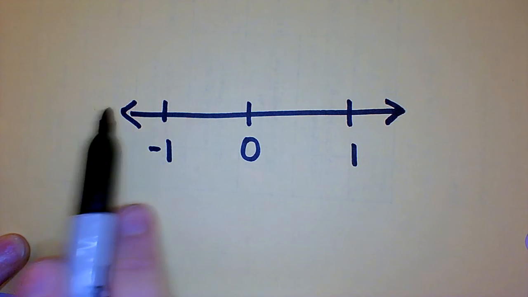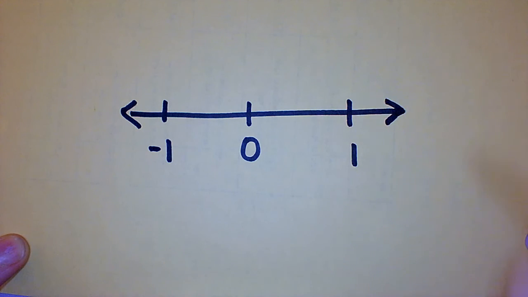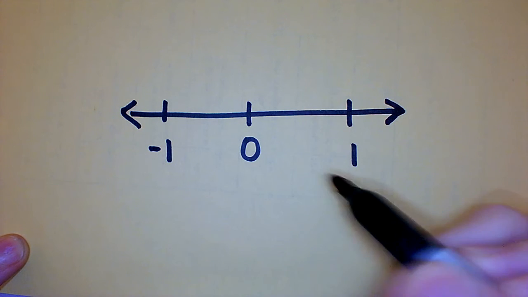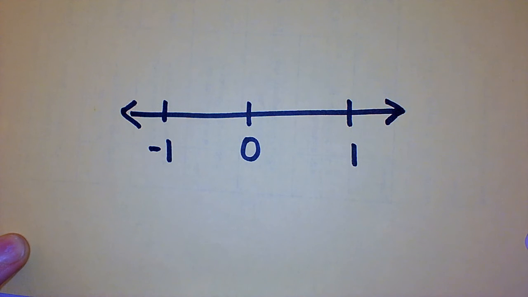-1.7 would be too far this way. But 0.25 is in between 0 and 1. It's bigger than 0, but it's smaller than 1. So we want to choose 0.25 or a number similar to that if you are writing this in your workbook.